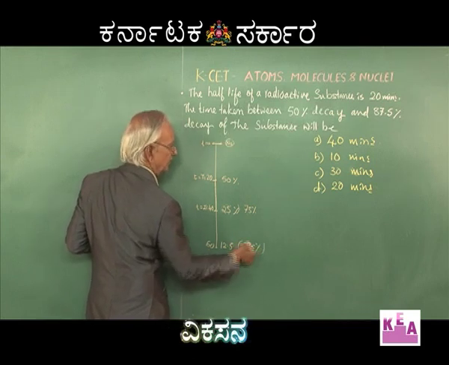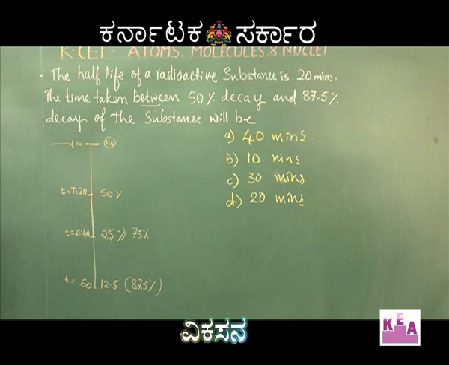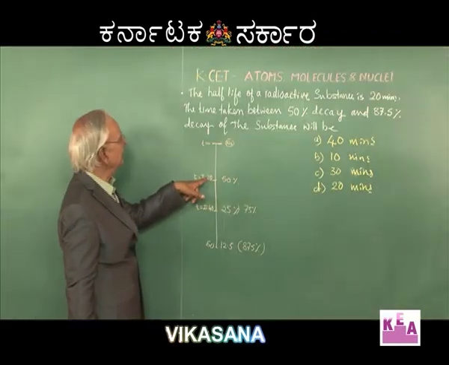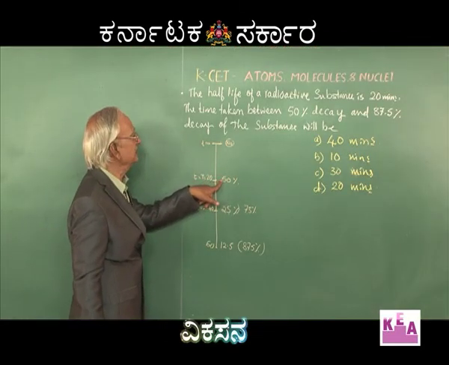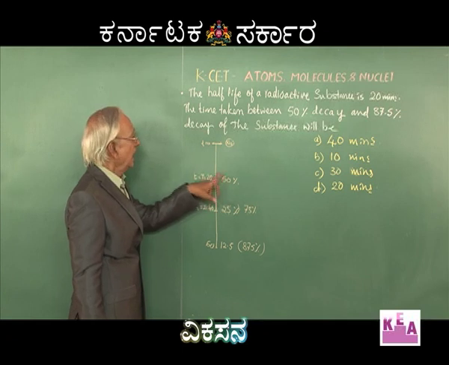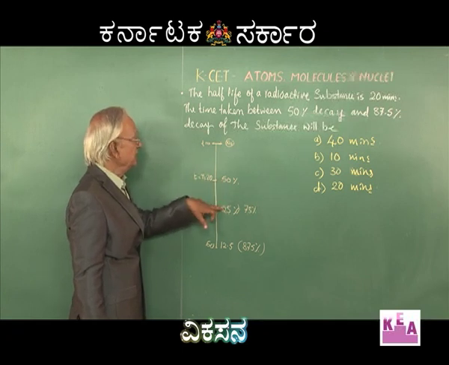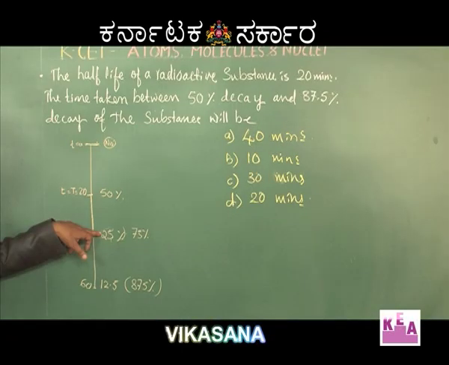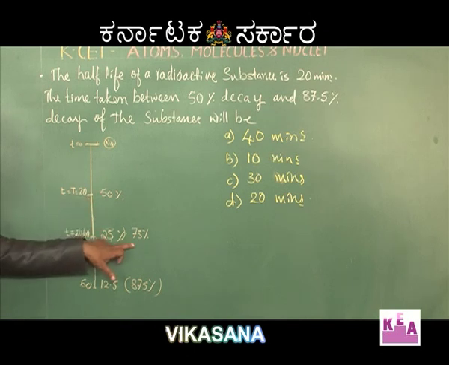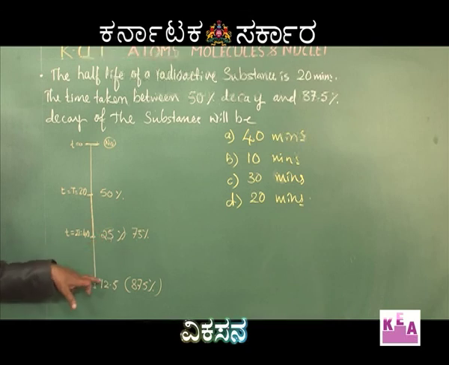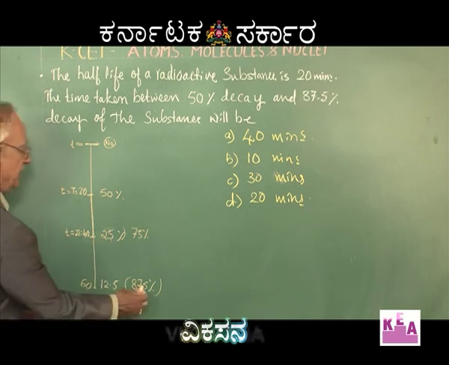It is 87.5%. Look, what they have asked is time taken between 50% decay and 87.5% decay. So, here time taken for 50% decay is this. Another 25%. So, what is the decay here? 50 plus 25, 75% decay. Then from this another 12.5. So, total decay is 87.5%.